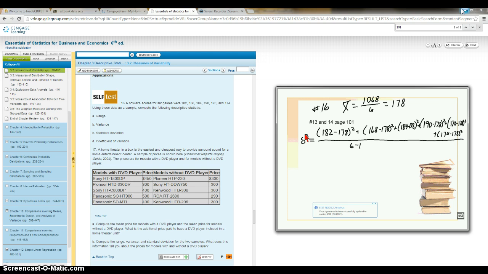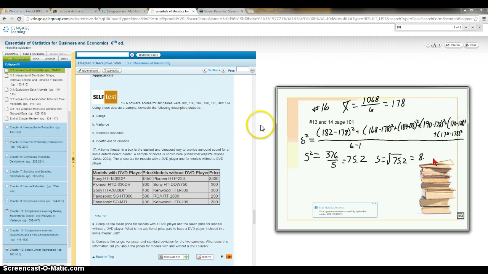Okay, so when you add up everything in the numerator, what do you get? All the squared stuff should get you to 376 divided by 5, which is 75.2, and that's the variance. We want the standard deviation. We take the square root of 75.2, and you're going to get 8.67.